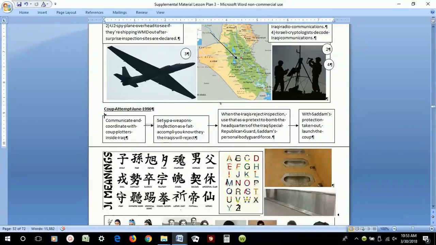So what they did is they wanted to set up a weapons inspection as a fait accompli, right? In the same manner as in March 2008. You pick a place you know they're going to reject, and when they reject it, you use that to justify your bombing. And what they wanted to bomb was some key targets.